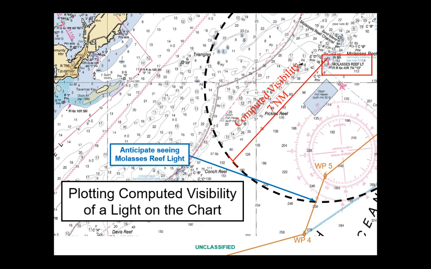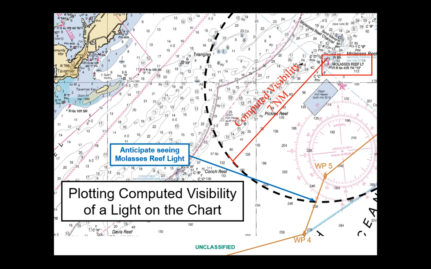Your CO standing order should define when to call if an expected aid to navigation is not viewed within a certain time or distance. And this is ship dependent and should be a conversation you have with your captain. But at that intersection point, you should anticipate seeing the light down that specific bearing. So in this case, at 7 nautical miles, bearing roughly 005 true, you should see Molasses Reef Light.